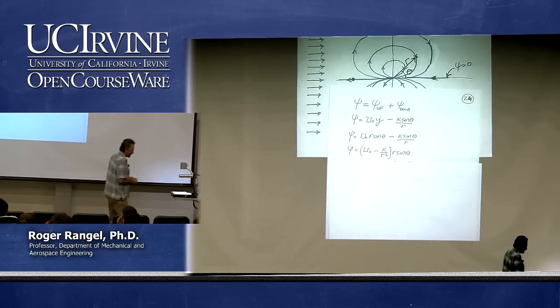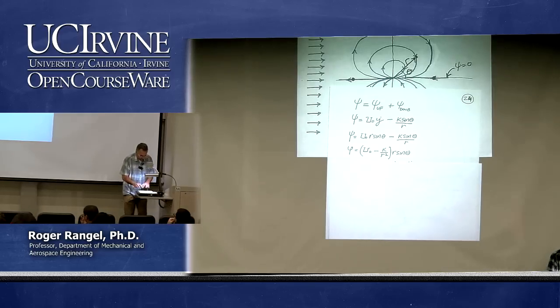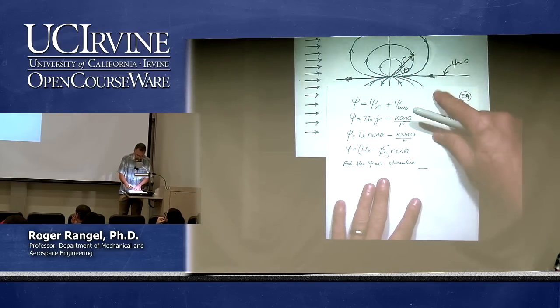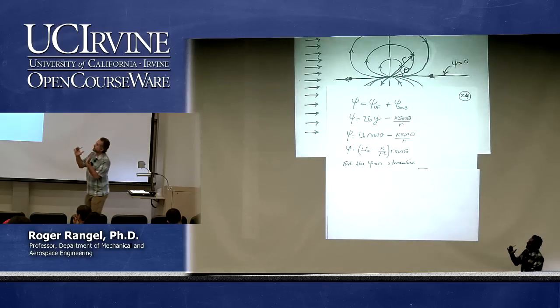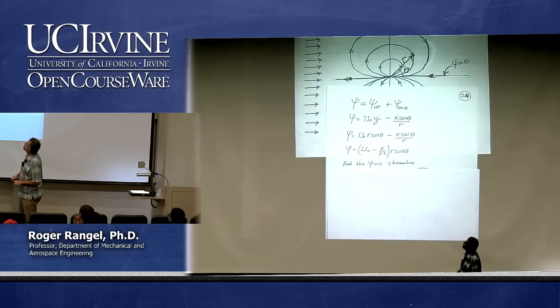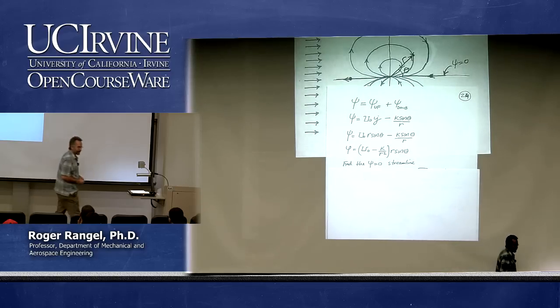So if the parenthesis is 0, what do I get? If the parenthesis is 0, what shape do I get?